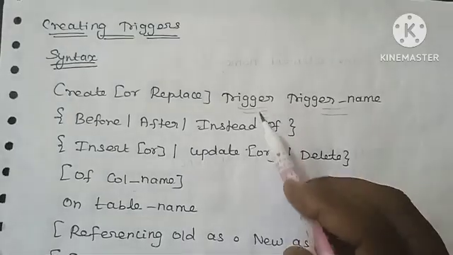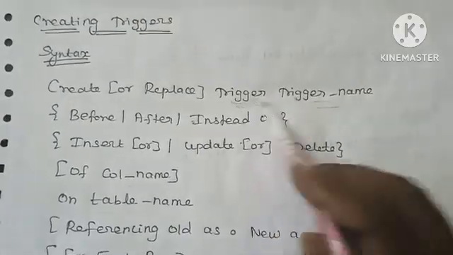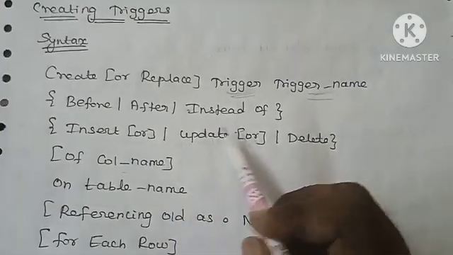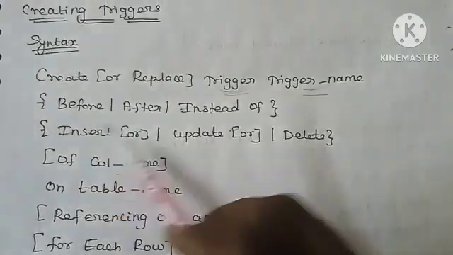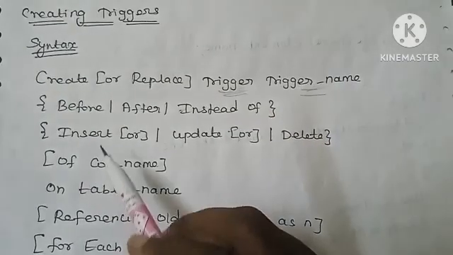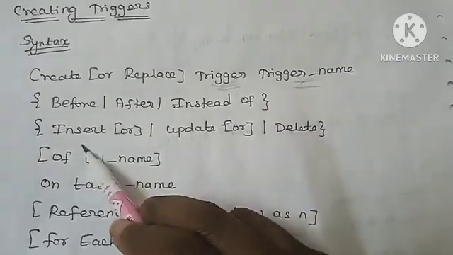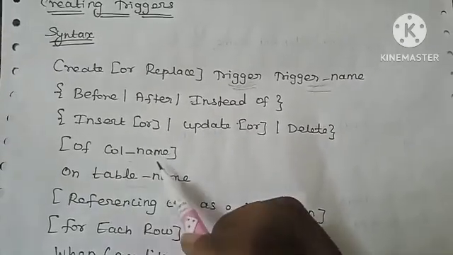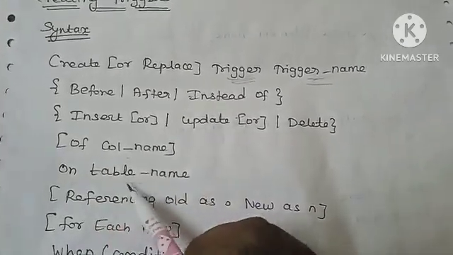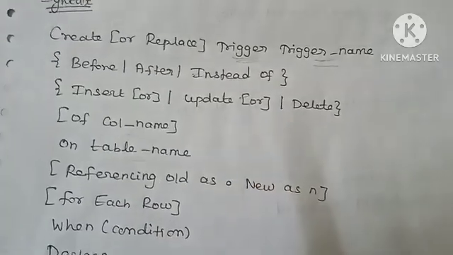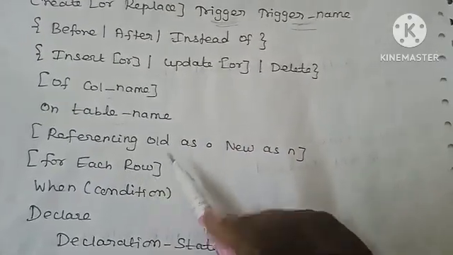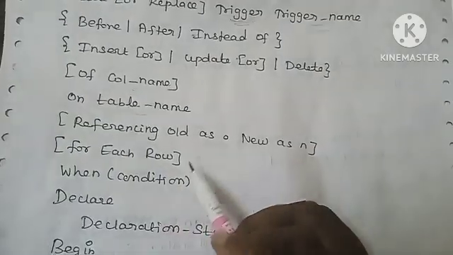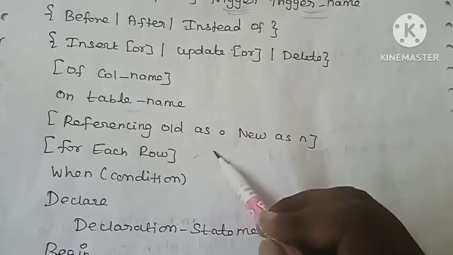Create or replace, then we enter the trigger keyword and then the trigger name, as usual a user defined name. We can use any one of these three: before, after or instead of, and then the queries: insert or update or delete, any one of the queries. Of column name, on table name, which table we are using, and then referencing old as O and new as N.